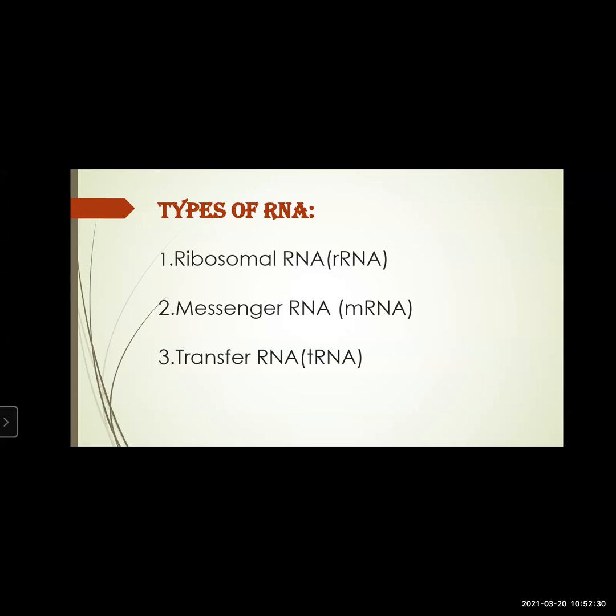Then rRNA, the molecule of RNA, which is a component of the ribosome, right? So this rRNA, ribosomal RNA, is present in ribosomes, and that is why it is called ribosomal RNA. And these ribosomes perform the actual function of protein synthesis, right? So the information is carried by messenger RNA, then amino acids are provided by transfer RNA, and the actual synthesis takes place in ribosomes with the help of ribosomal RNA.